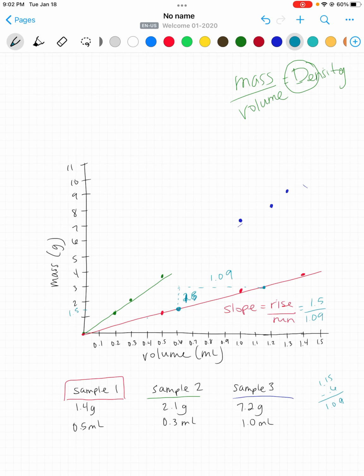You can type that in and solve. So this would be my slope, 1.5 divided by 1.09. I want something close to a whole number. You're going to do the same thing for each line.